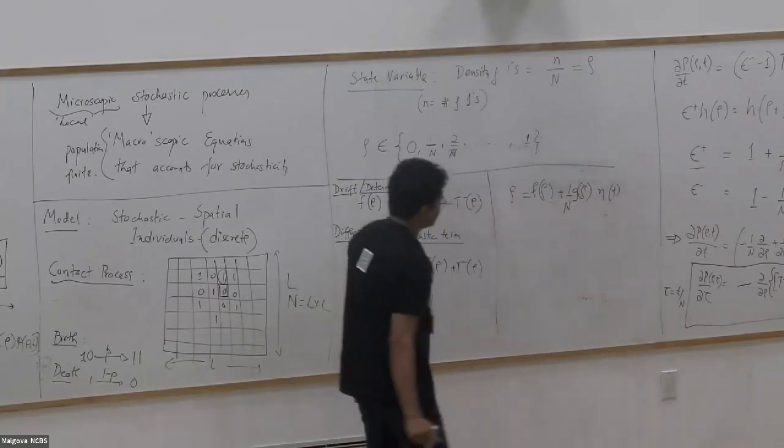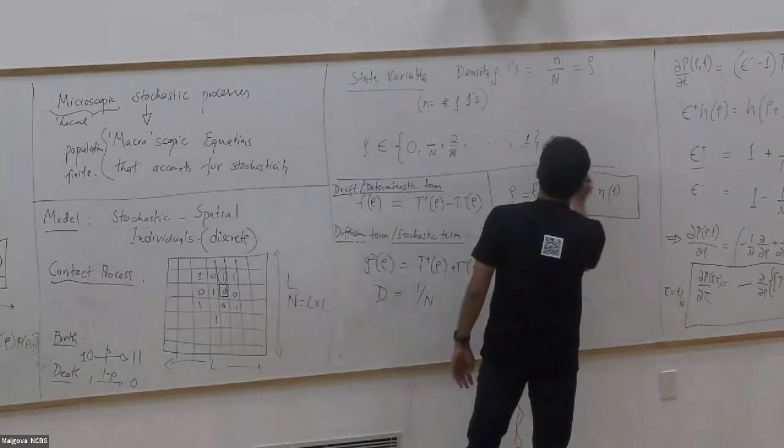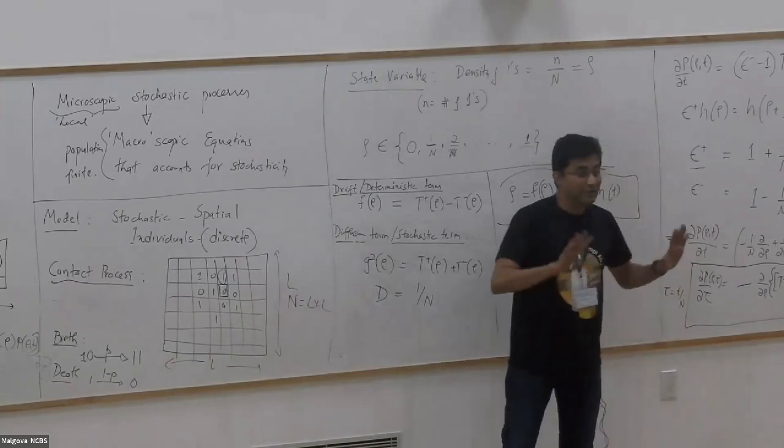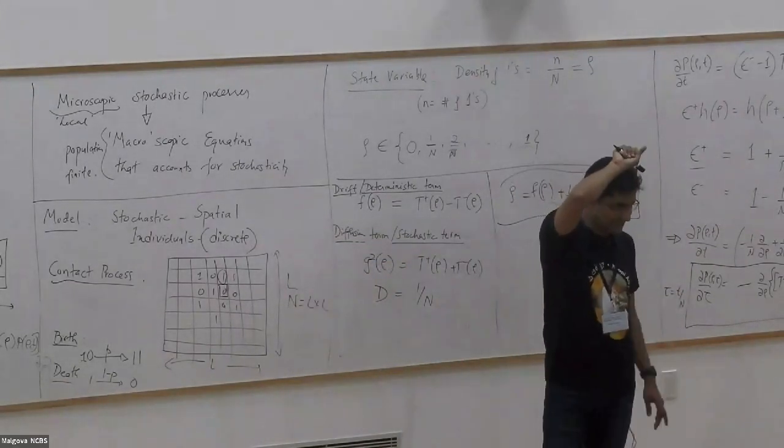It's 1 over n in this case. Okay. So now what do we do with this? So we have this equation. What we now need to do is apply this to this specific problem. We have only 5 minutes.